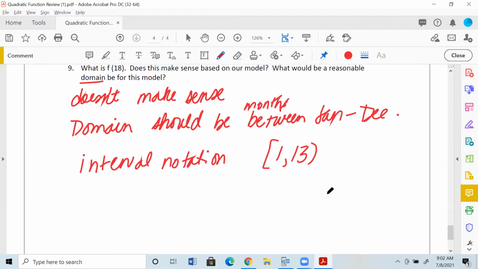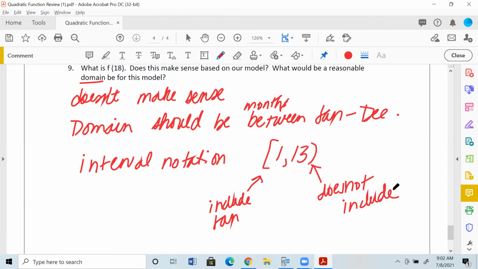And so this particular type of notation means that it would include the January that you start in, but when you use 13 in a parenthesis, this means that this number is not included. So it would not include the following January. In other words, this would be the values 1 all the way up to maybe like 12.99999, you know, the very end of December.